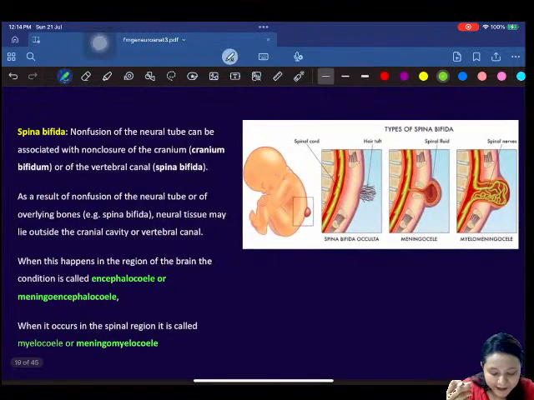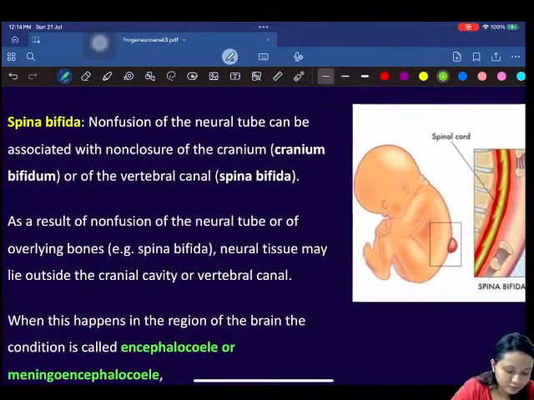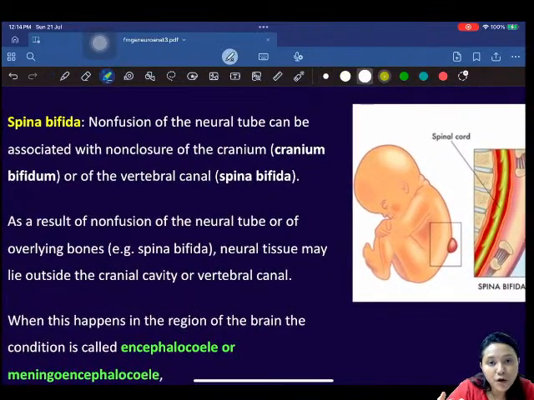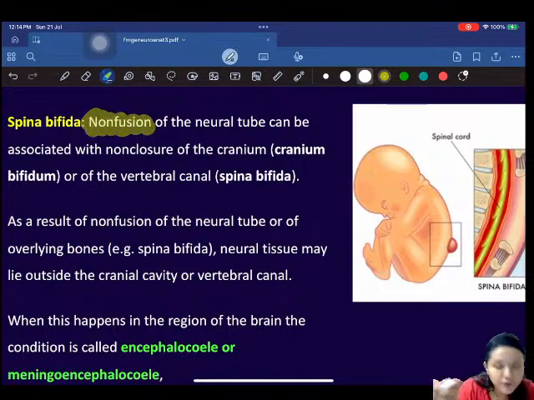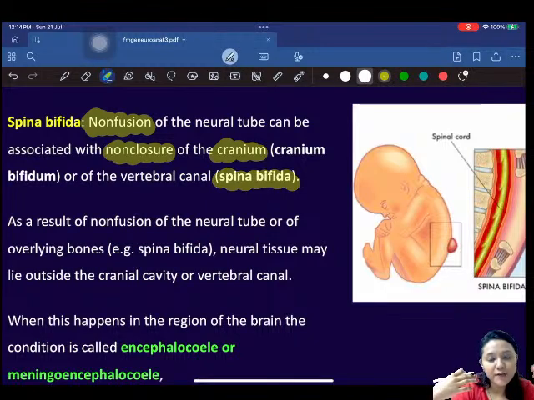Now let us come to spina bifida. Now what is spina bifida? This is due to the non-fusion of the neural tube, and it is associated with either non-closure of the cranium, known as cranium bifidum, or non-closure of the vertebral canal, that is spina bifida.